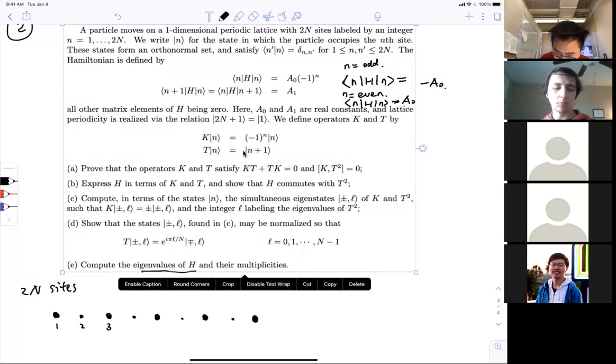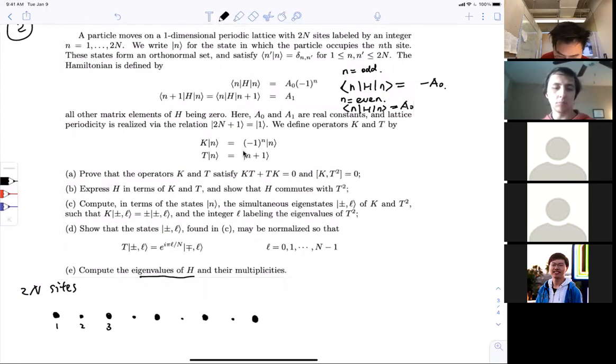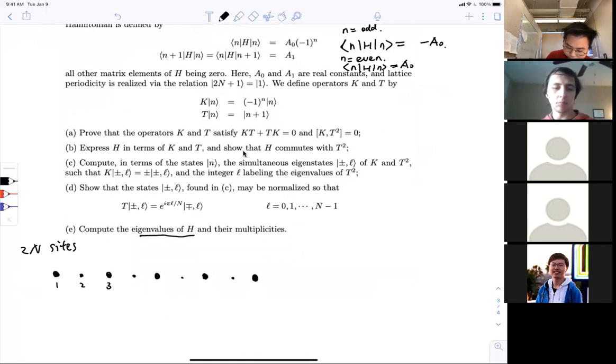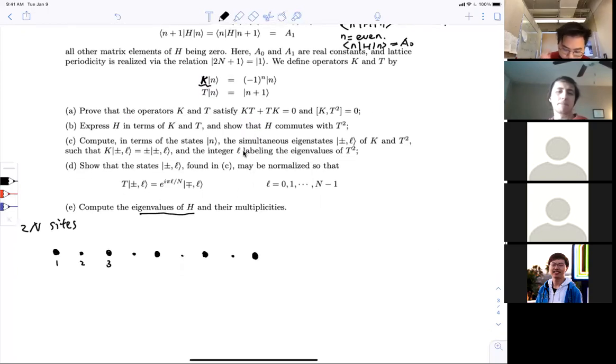Okay, the first part just wants us to show something about two operators, K and T. K just tells you whether the site you're looking at is even or odd. That's basically what the operator K means. And T is just a translation operator. It translates by one lattice site, by one lattice distance.